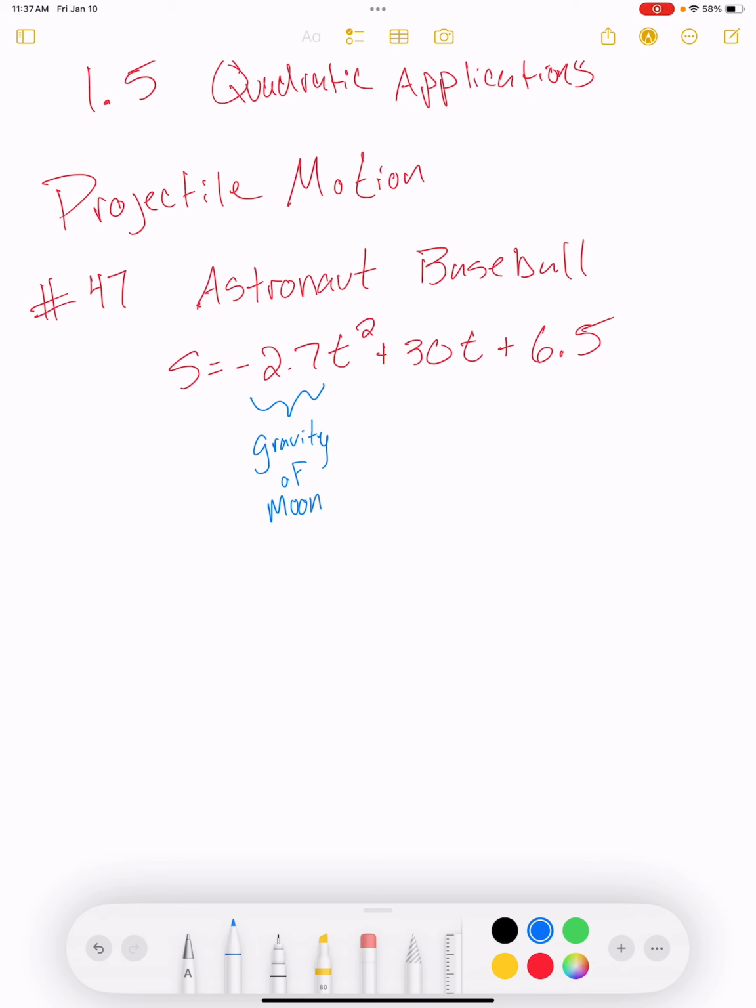All right, and then we have our initial velocity. The initial velocity, that's how fast the ball is going when he first throws it. It tells you this in the problem, 30 feet per second. And then we have the initial height.